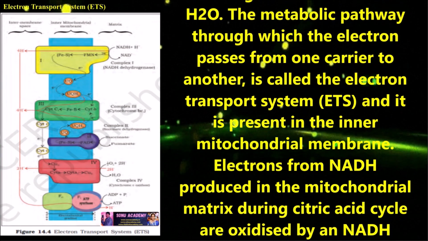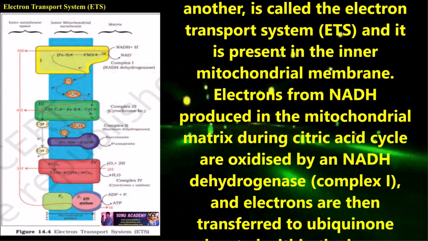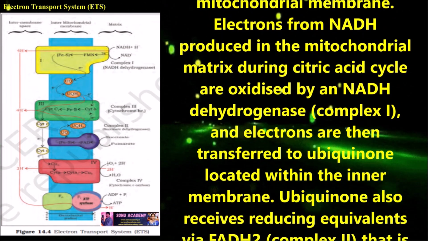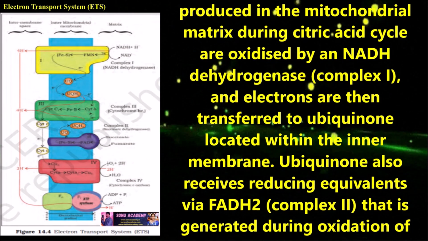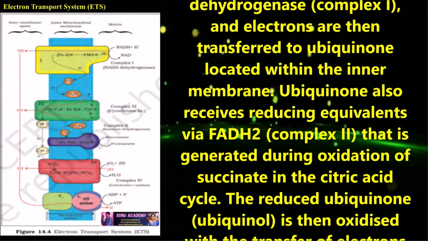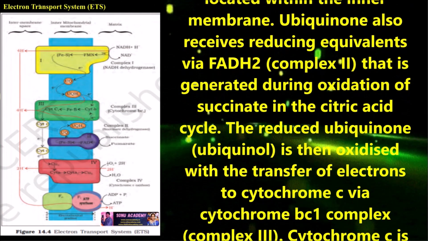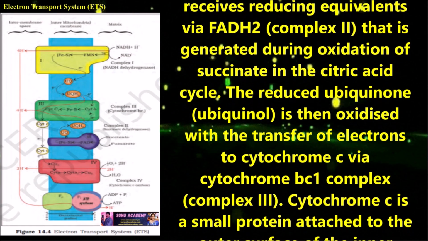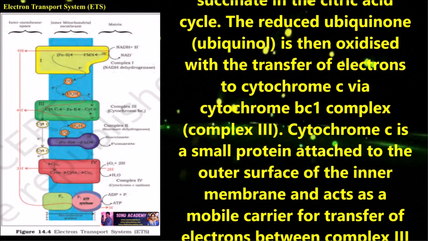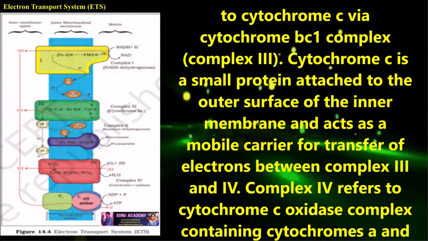The electrons from NADH produced in the mitochondrial matrix during the citric acid cycle are oxidized by NADH dehydrogenase complex 1, and electrons are then transferred to ubiquinone located within the inner membrane. Ubiquinone also receives reducing equivalents via FADH2, complex 2, that is generated during oxidation of succinate in the citric acid cycle. The reduced ubiquinone is then oxidized with the transfer of electrons to cytochrome C via cytochrome bc1 complex. It is also called complex 3.